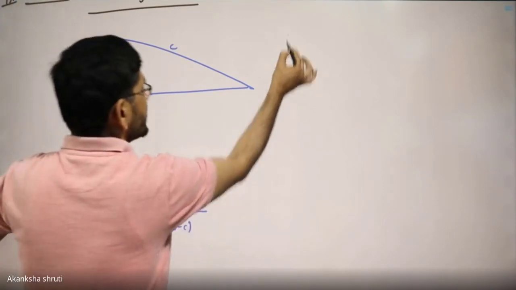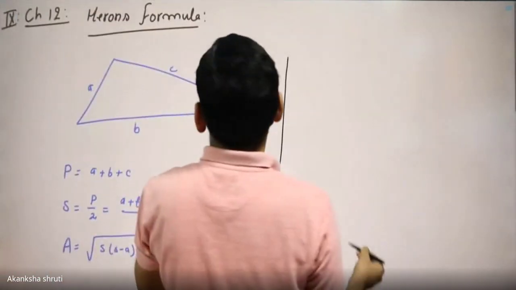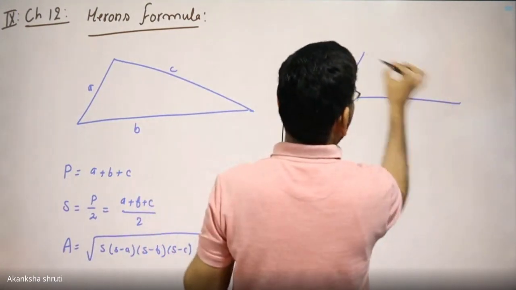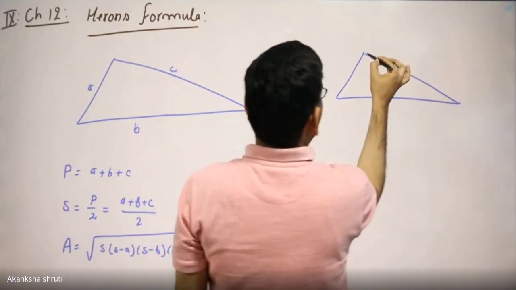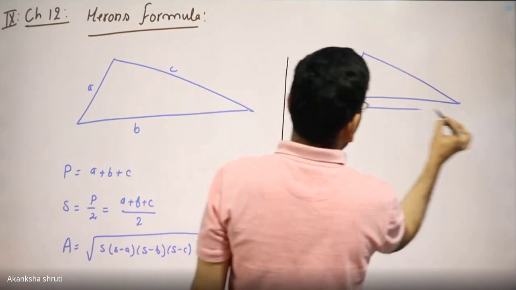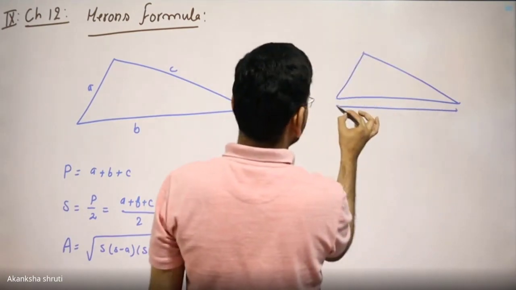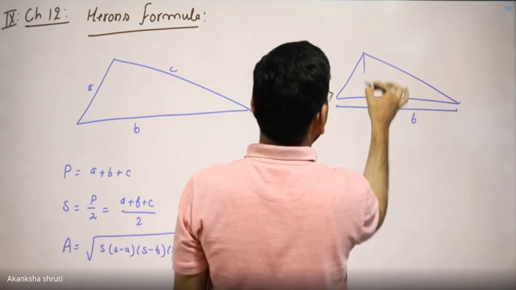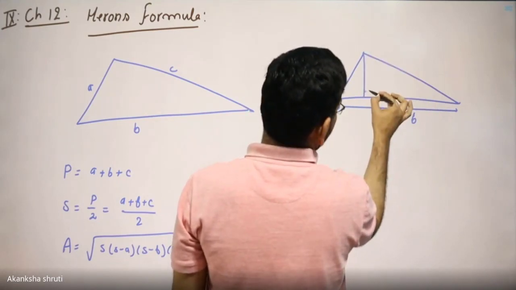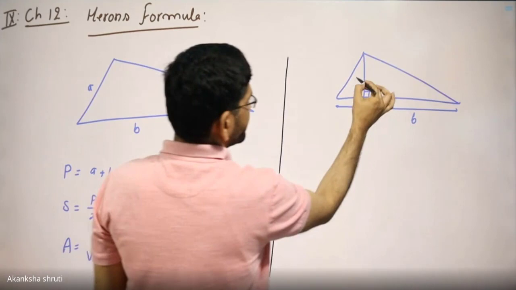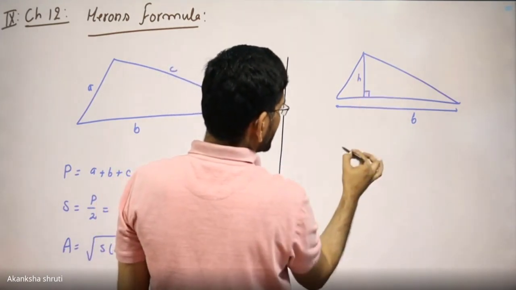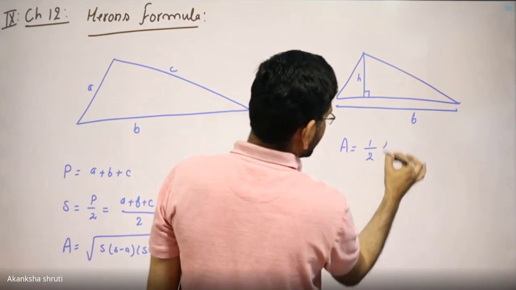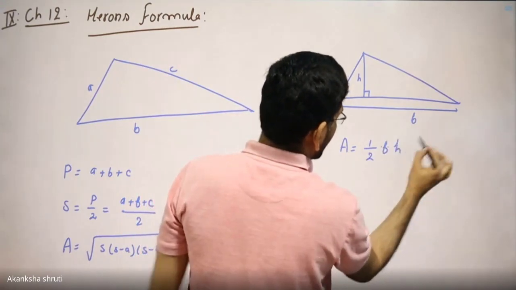Just to recall that, students, we have a few other formulas available for the area of the triangle. If we are given one of the side lengths, that side length is called the base, and the perpendicular from the opposite vertex to this side, if we denote this by h, then the area of the triangle is given by half into base into height.